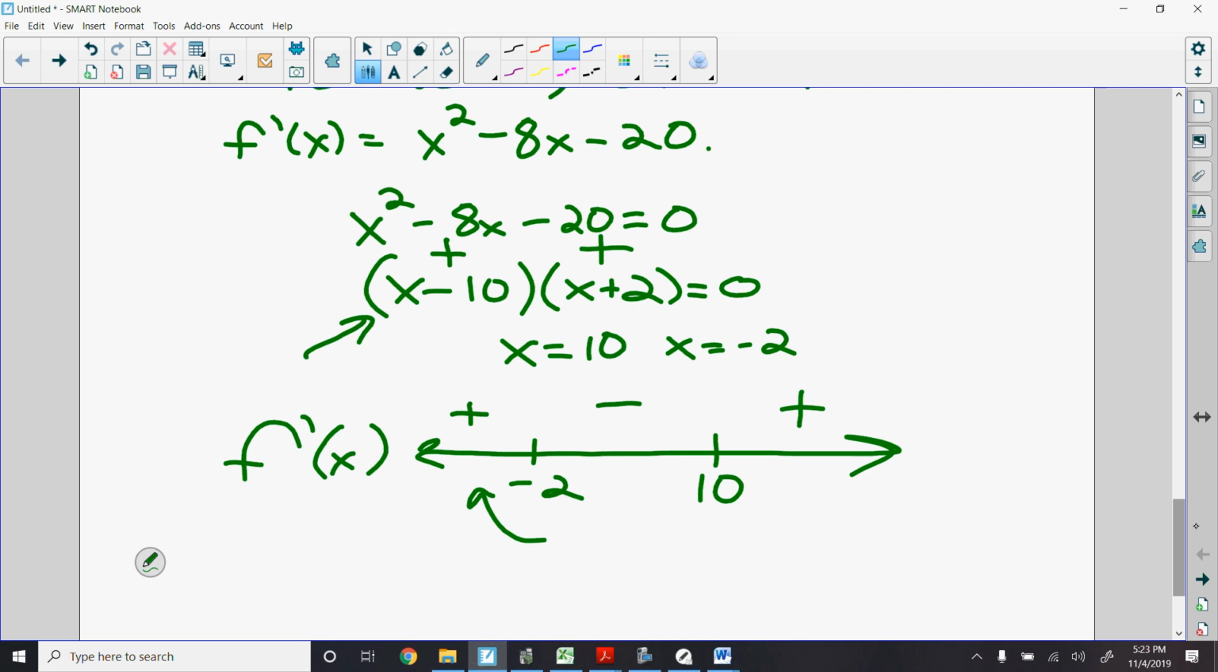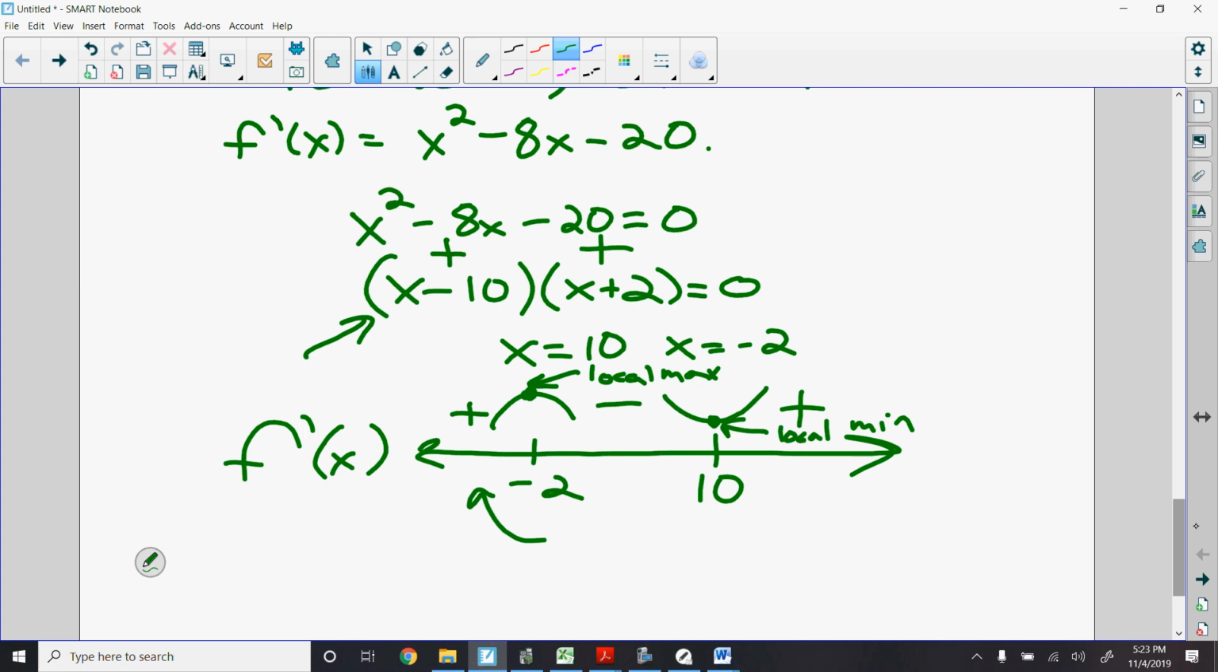So what does that mean about my critical points? Well, look at how f prime changed at -2. F prime changed, we read it left to right, just like a book in English. F prime is switching from positive to negative. That means, sometimes I do this to help myself, that means f goes from increasing to decreasing. That's clearly a max. At 10, f prime is going from minus to plus, so f is decreasing, then increasing. That's going to be a local min.